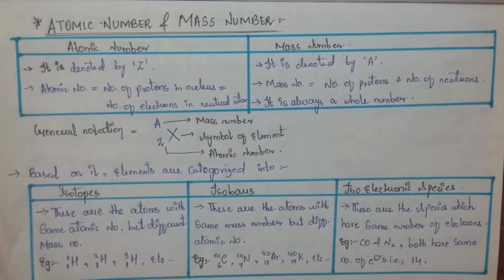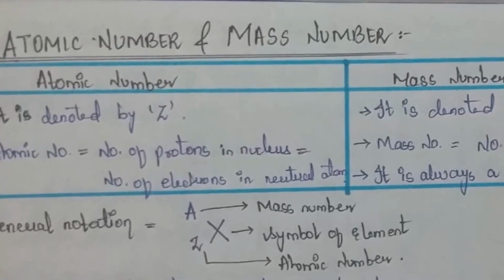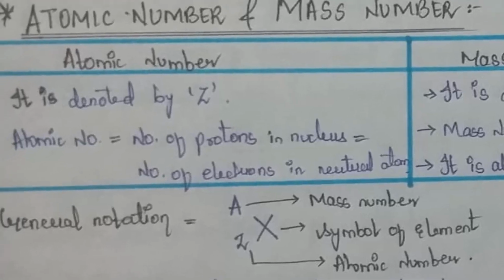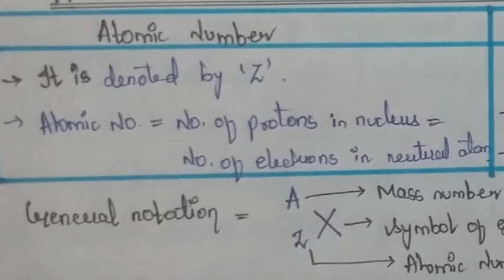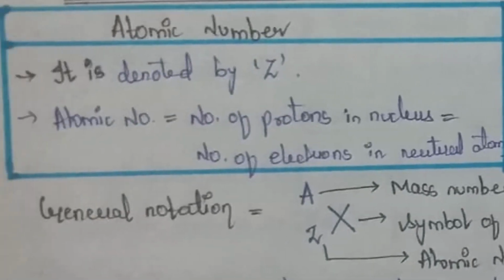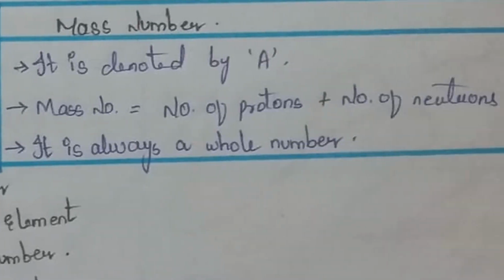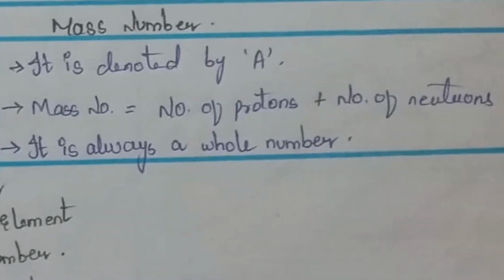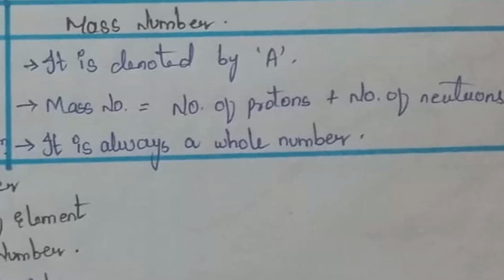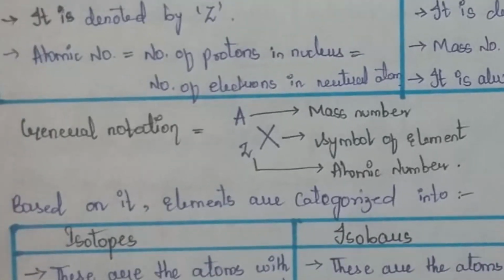Now, the other topic of atomic structure is atomic number and mass number. This concept I have presented in tabular form for better understanding. Atomic number is denoted by Z and mass number is denoted by A. Atomic number is the number of protons in nucleus, equal to number of electrons in a neutral atom, whereas mass number is equal to number of protons plus number of neutrons, and mass number is always a whole number. The general notation is X, the symbol of element; above the symbol, A, mass number is present, and below it atomic number is present, that is Z.